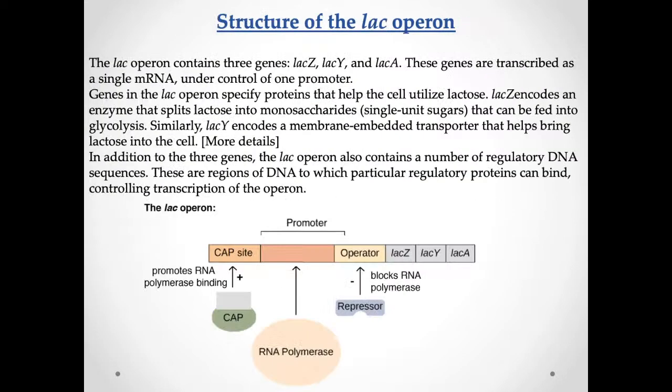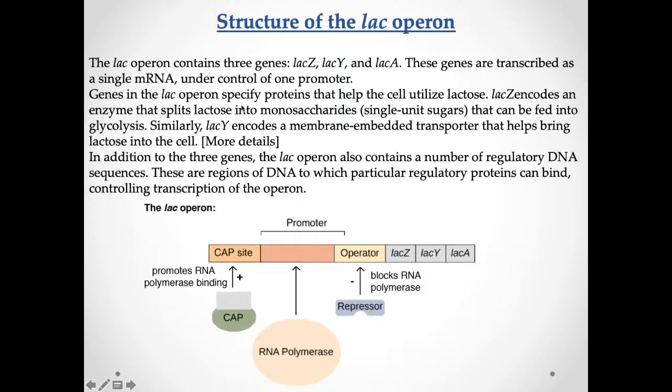Majorly, in this LAC operon system, we have three genes, that is LAC Z, LAC Y, and LAC A, and these genes are transcribed as a single messenger RNA under the control of one promoter. This is your promoter where your RNA polymerase will attach, and you will have LAC Z, LAC Y, and LAC A.